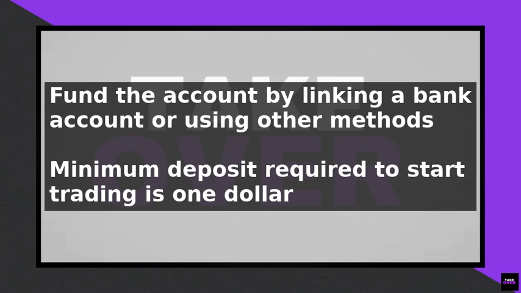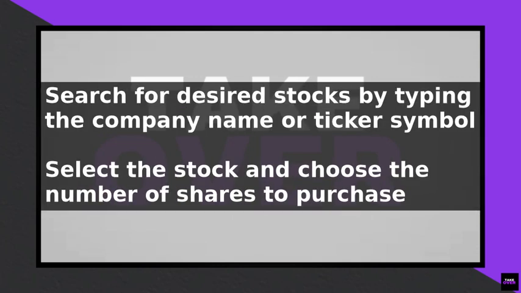After selecting the stock you want to buy, you will need to choose the number of shares you want to purchase. You can do this by typing the number of shares or the amount of money you want to invest. For example, if you want to invest $100 in Apple stocks, Robinhood will automatically calculate the number of shares you can buy based on the current stock price.